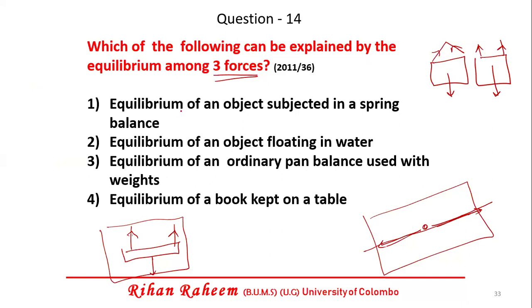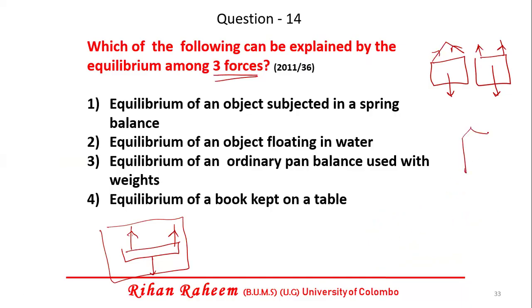Now, equilibrium under three forces. Equilibrium of an object suspended from a spring balance. This spring balance is the Newton balance. There is a spring inside, and the weight is there, and the object is hung. Tension is acting upwards. Weight of the object is acting downwards. So this is two forces, an upward force and a downward force. Two forces acting collinear, up and down, not three forces.